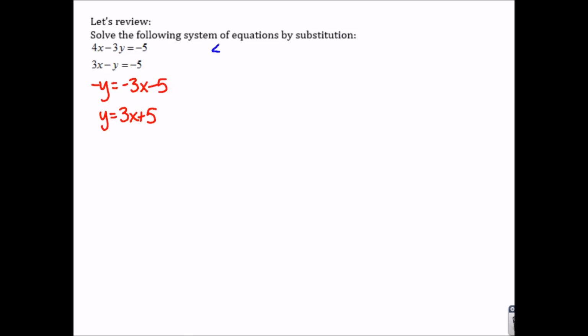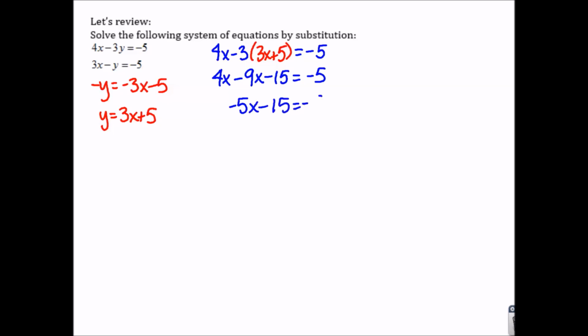So my first equation is 4x minus 3 times y. So I'm going to plug 3x plus 5 in for y, equals -5. Then we can just go ahead and solve. So we need to distribute the -3, so we get -9x minus 15. Then we're going to solve like normal, so I'm going to combine the two x terms, add 15 to both sides, and then divide by -5. So I get that x is -2.